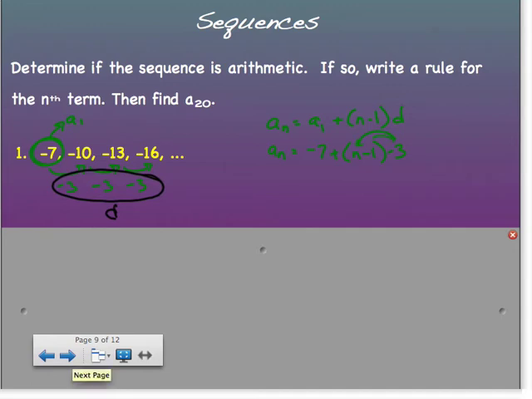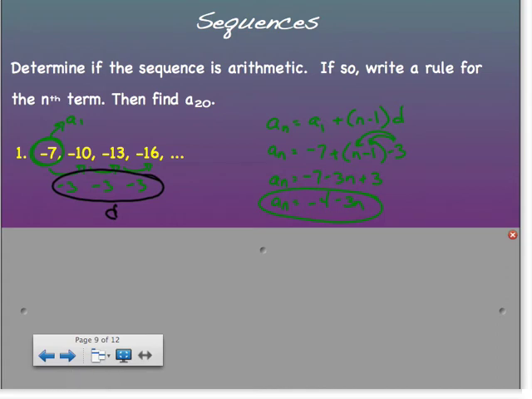I'm going to distribute everything on the inside. So now I have a sub n is equal to -7, and that's not a plus, -7 minus 3n plus 3. If I take a look at this, -7 plus 3 is -4. So I have a sub n equals -4 minus 3n. Right there, guys, that's going to describe my pattern. Now, you can go ahead and check if you want. You want to check in a sub 1, you want to throw in a sub 4 or whatever it is. I guarantee you're going to generate the first 4 numbers of the sequence.